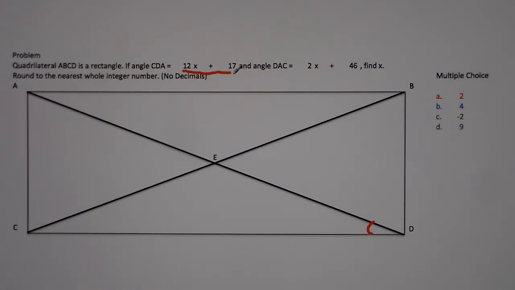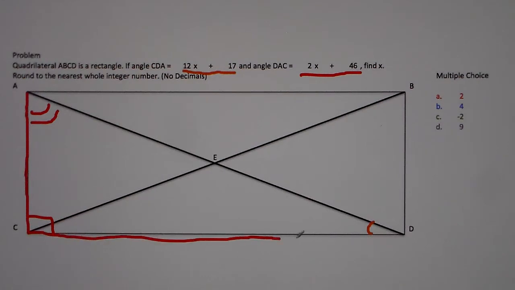If that angle is 12x plus 17, DAC, so DAC, this angle here, in red, is 2x plus 46. Find the value of x. Well, we know that this is a right triangle by definition of rectangle.